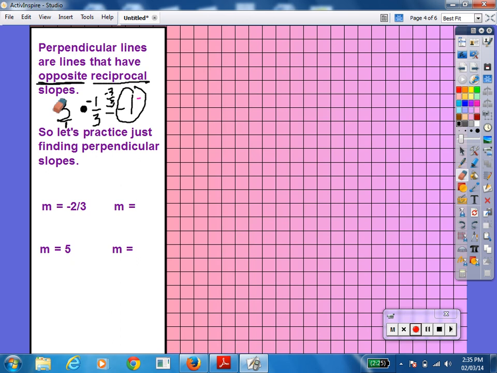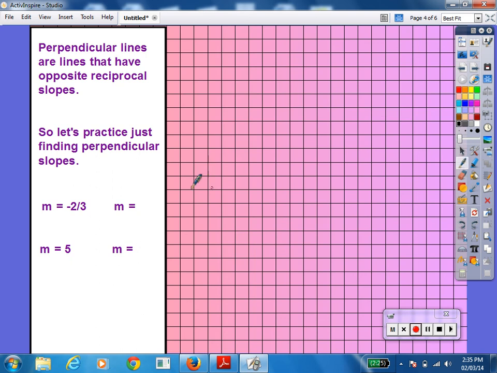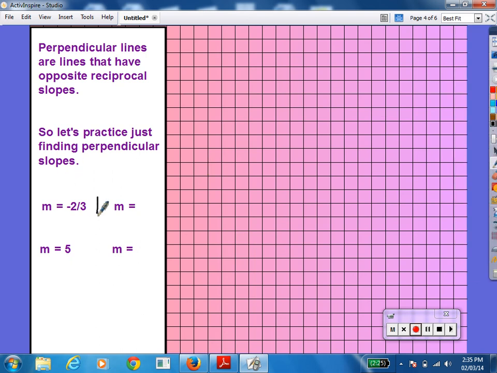So let's take a look at these two. And let's practice. And I'm going to prove this, and it's going to take a little bit of time. All right, so perpendicular to this slope, opposite of negative would be positive, and flip it over: 3/2. Okay, let's do the opposite reciprocal, or perpendicular slope, of 5. So opposite of positive is negative. Flipping 5 over 1 over to 1/5.